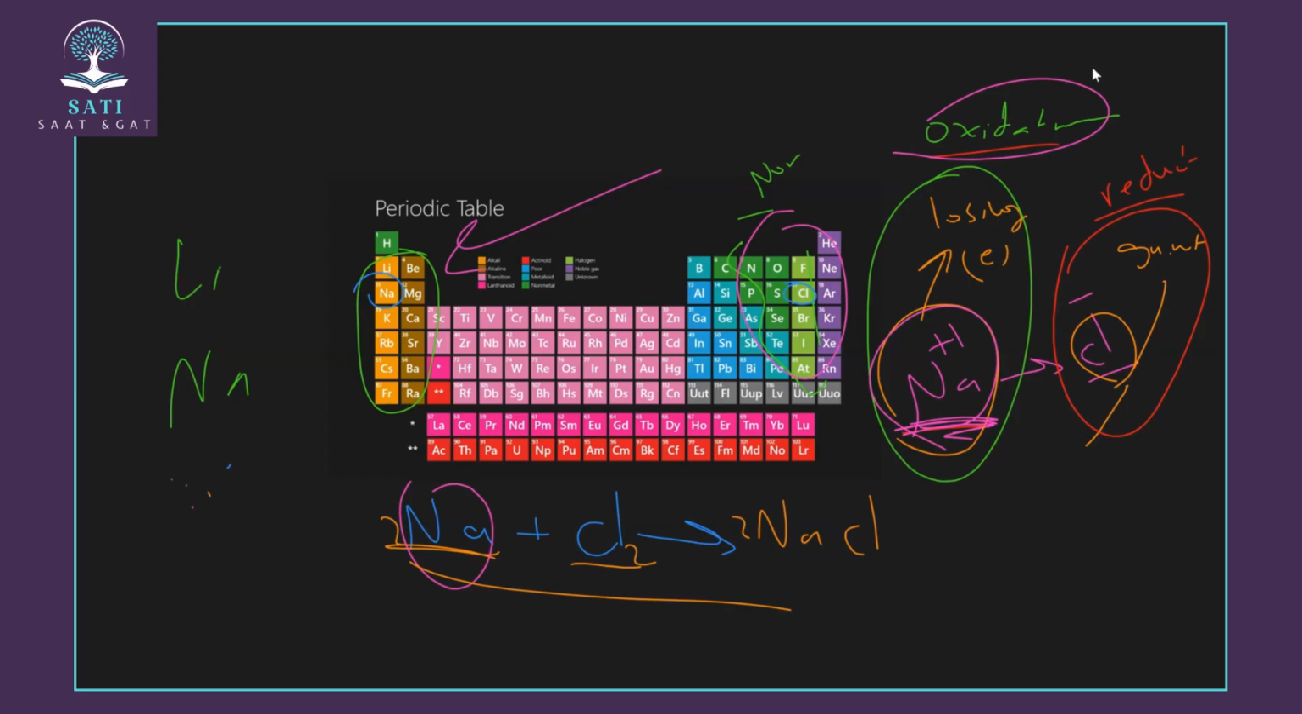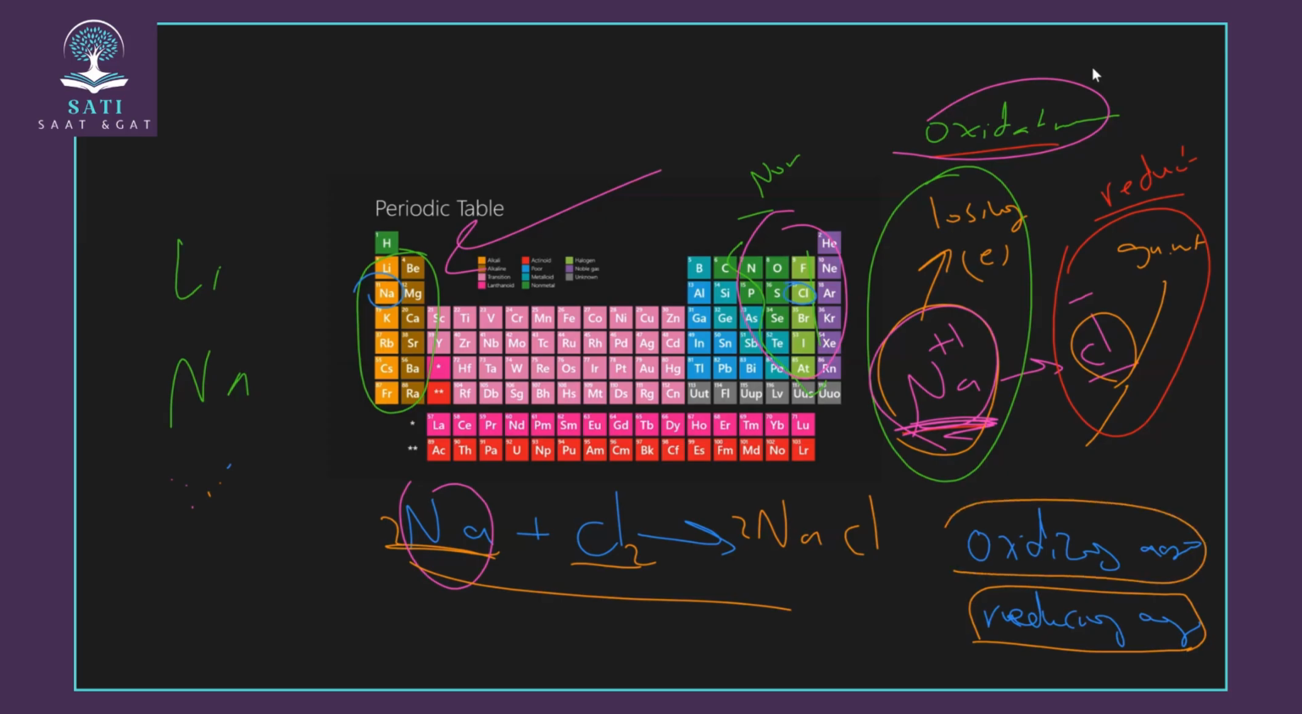Okay, now we can understand what an oxidizing agent is, and what a reducing agent is. And what's the difference between them? Look, a reducing agent is the element that causes the reduction process. And an oxidizing agent is the agent that causes the oxidation process.